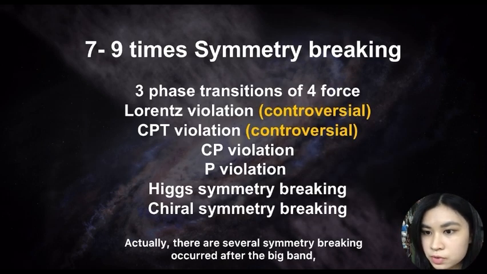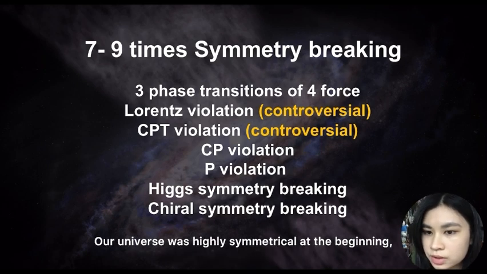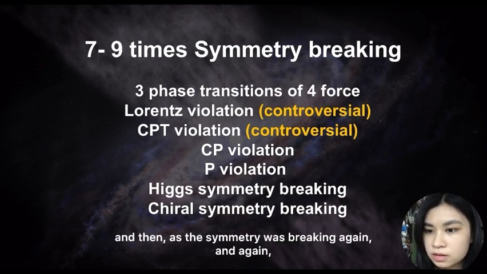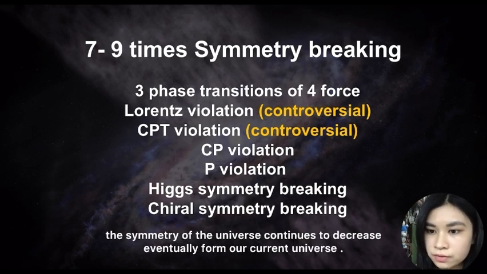Actually, there were several symmetry breakings after the Big Bang. Our universe was highly symmetrical at the beginning, and then, as the symmetry broke again and again, the symmetry of the universe continued to decrease, eventually forming our current universe.